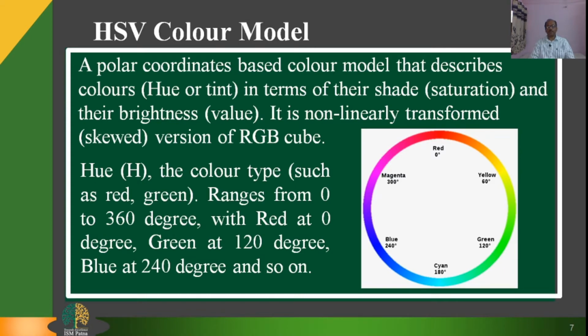The HSV color model is based on polar coordinates, not Cartesian coordinates. HSV is a non-linearly transformed version of the RGB cube. Here it is transformed in a skewed mode.